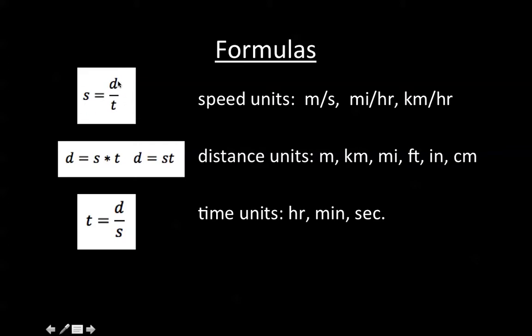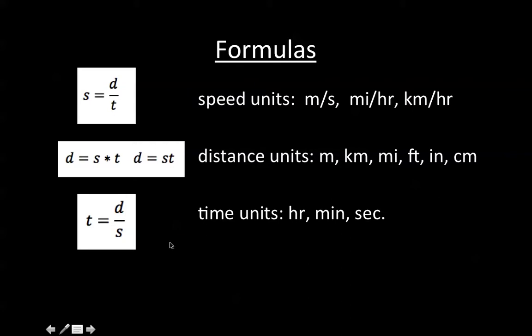So if you're given distance and time, you can find the speed. Speed equals distance divided by time. And here are some speed units: meters per second, miles per hour, kilometers per hour. If you're given the speed and the time, you're able to find the distance. Distance equals speed times time. Distance units: meters, kilometers, miles, feet, inches, centimeters.